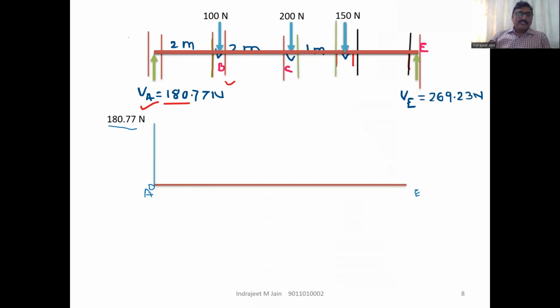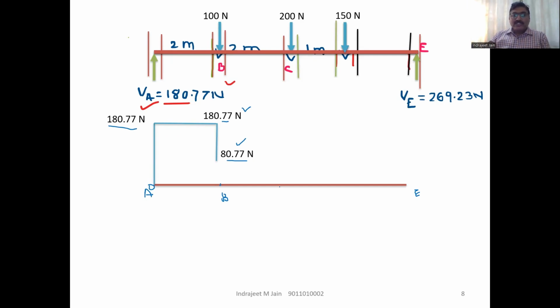So at A you got 0 and 180.77. At point B you get two coordinates, the first one is 180.77 and the second one is 80.77. We'll join these points by a straight line. If there is no loading between two points, such as UDL or UVL, it will be represented by a horizontal line. So at B you got 180.77 and 80.77.